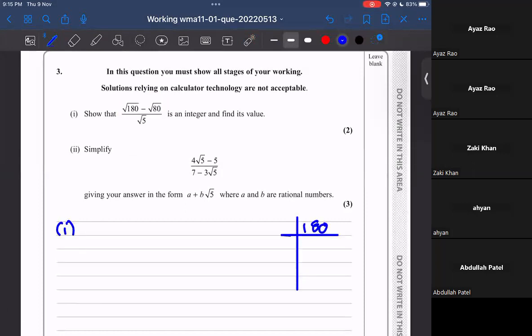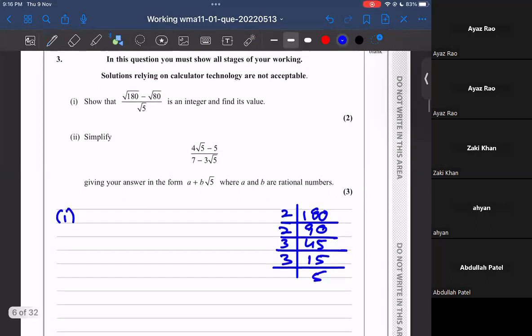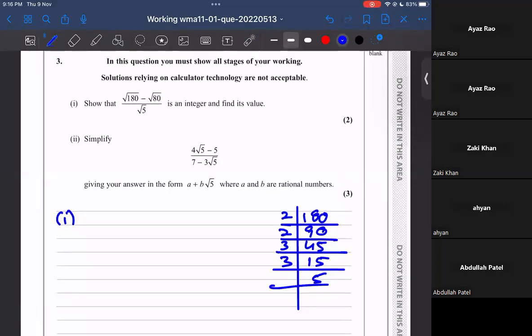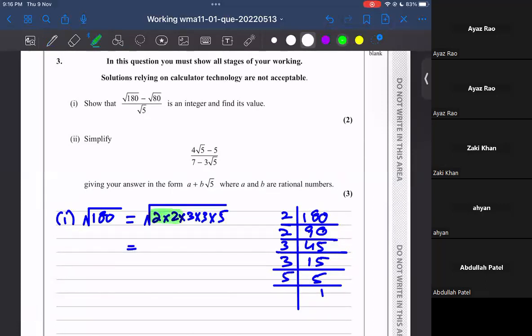180 की प्राइम फैक्टराइजेशन करते हैं. 2 9s, 2 45s, 3 15s, 3 5s, and 5 on the 5. So if I write 180, तो देखो 180 का स्क्वायर रूट क्या आ जाएगा? 2 into 2 into 3 into 3 into 5. तो 2 and 3 both are twice in the square root. तो सिंगल बन के बेटा they are going to be outside the square root. It will become 6 root 5.